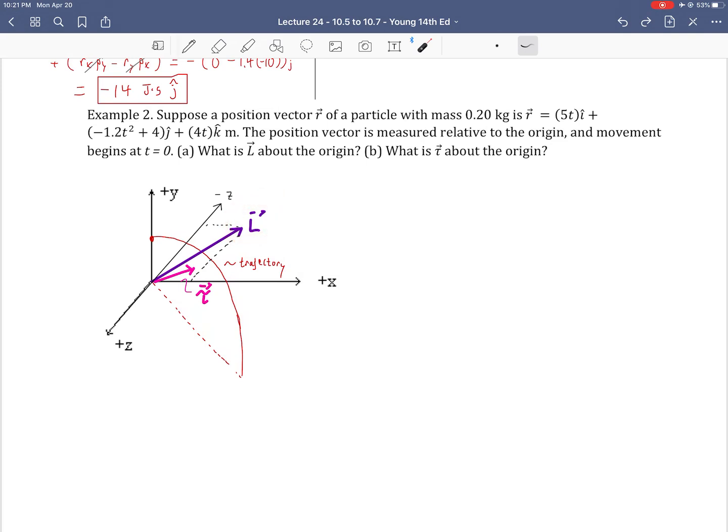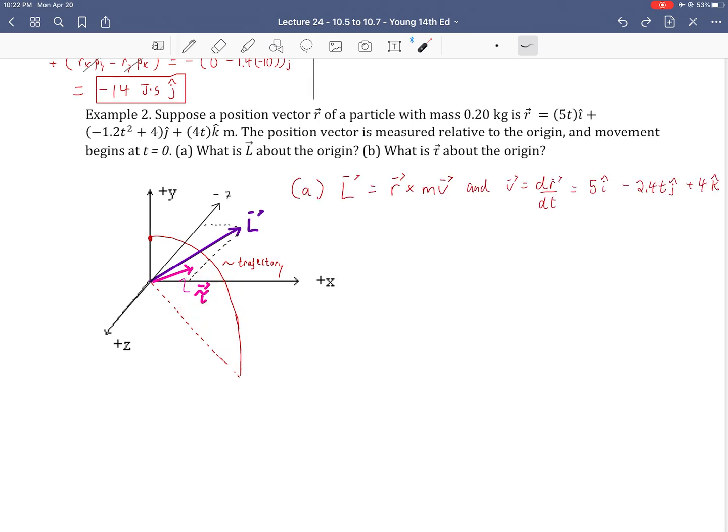Now, its length is going to be time dependent because this is not a circle. If this was a circular path, then angular momentum would be perpendicular to that circle and it would just have a fixed value. But here, this is definitely not the case. It's parabolic. It's going to go faster and faster. Meanwhile, torque will also be in the same plane. It will not point in the same direction, and it too will be time dependent.